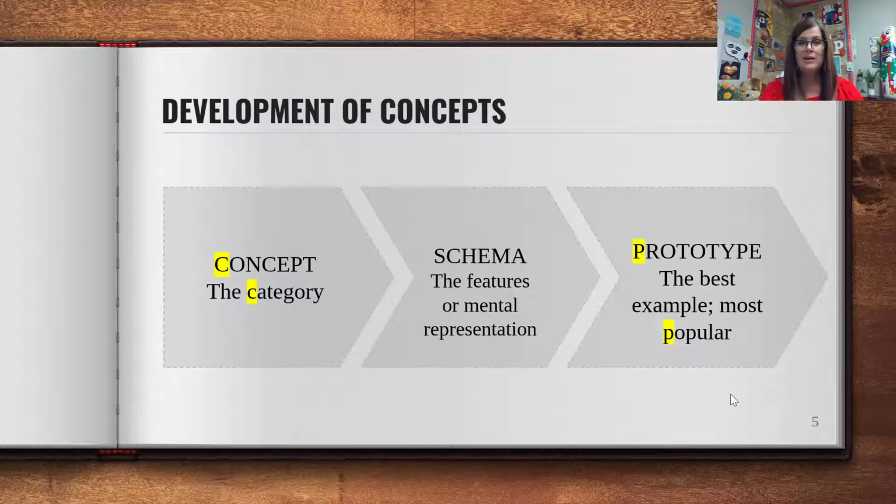And then there's the schema. The schema is that idea that if you close your eyes, you can picture something. You can see the features. You can see a mental representation, and that's the schema. And then there's a prototype. A prototype is what we would call the best example or the most popular example. And again, notice the highlighted P's to help you remember a prototype is the most popular example.